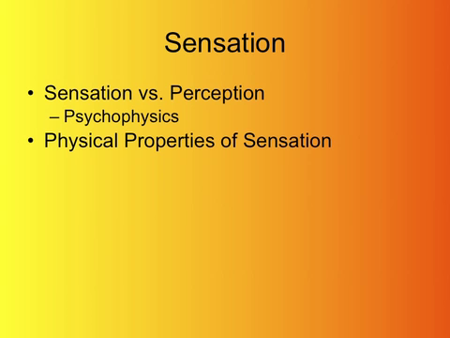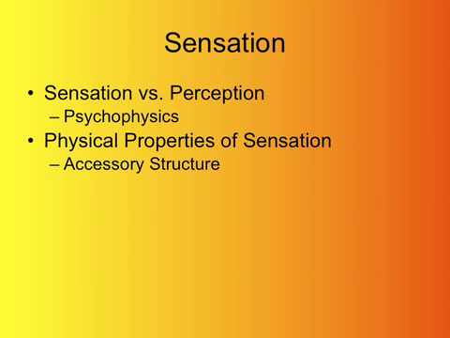Alright, so we are going to now get into the physical properties of sensation. What is occurring when information comes in from our senses? First, no matter what sense we're talking about, we can talk about an accessory structure. And that's going to be a body part that modifies the stimulus detected by our senses.